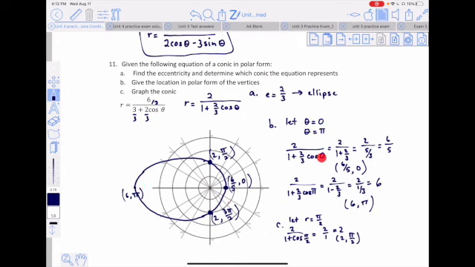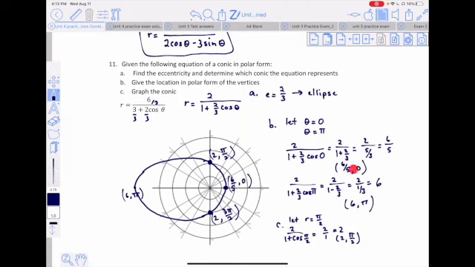So if I plug in a 0 here, cosine of 0, if this were the unit circle and this is 0 degrees, then the coordinate location of a point here would be 1, 0. Cosine of 0 then becomes 1. 1 times 2/3 is 2/3. 1 plus 2/3 is 5/3. 2 divided by 5/3 is 6/5. So the location of that vertex is the r value, 6 over 5, and the theta value is 0.